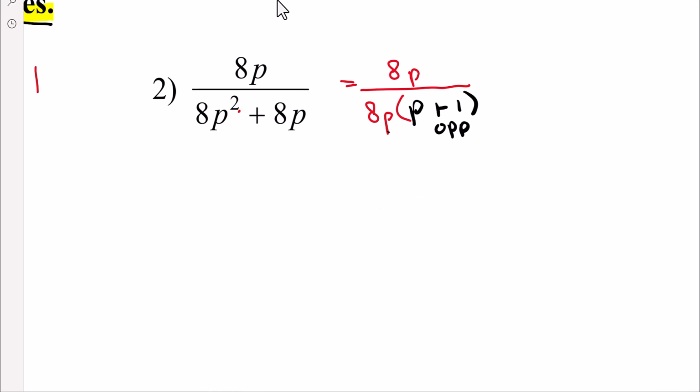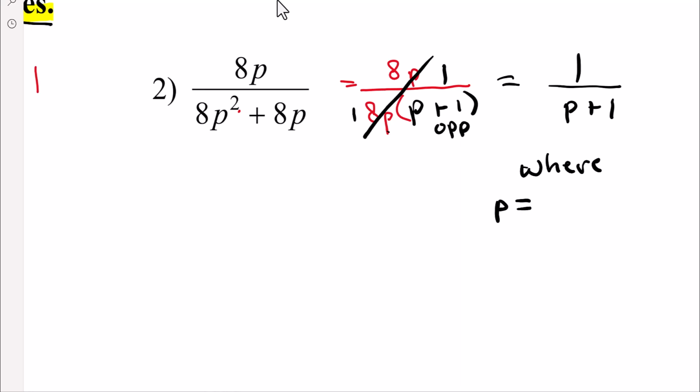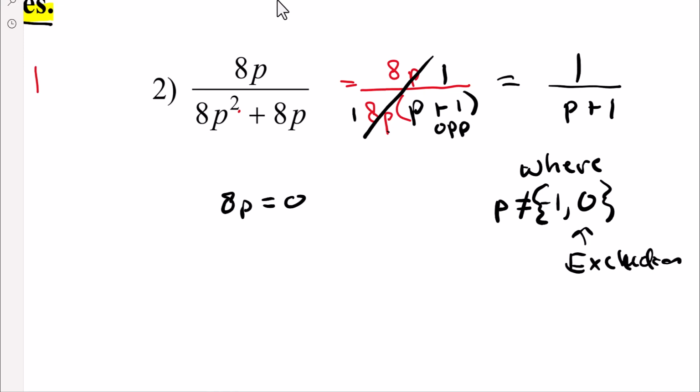And then notice those two cancel, leaving a 1. So now we have 1 over 1 times that parentheses is still going to be p plus 1. That's the simplified answer. And then you'd say where p cannot equal negative 1 or 0, because these are the excluded values. It's what causes the denominator to equal 0.